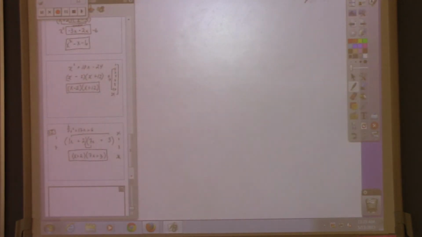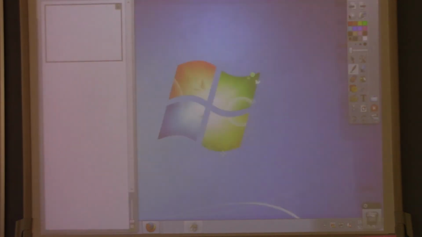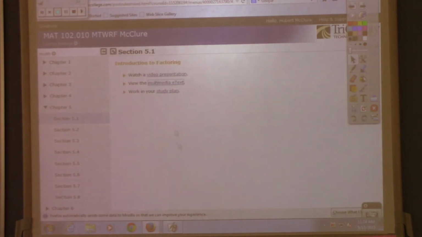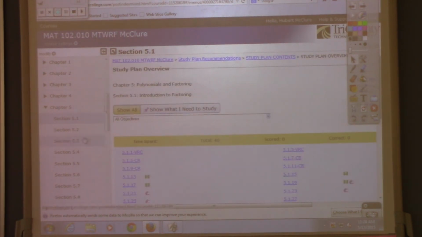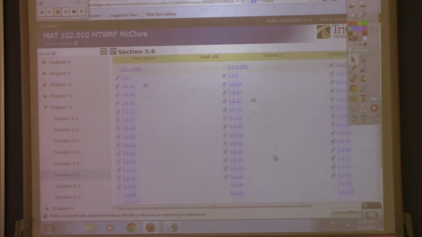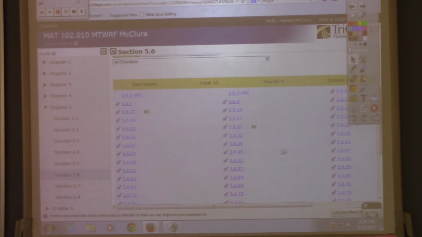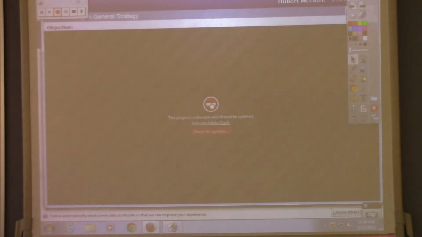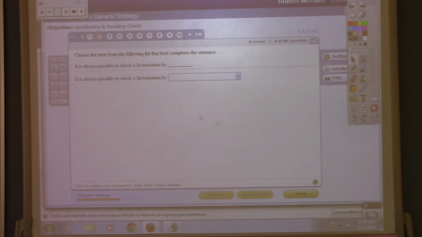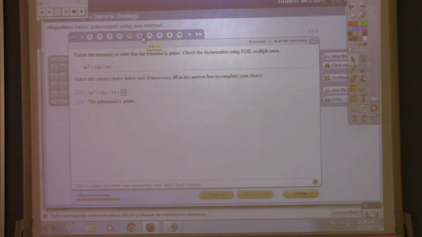Let's take our handy-dandy whiteboard. Let's don't do that. I don't know what I'm doing. I think I need to quit. What section of homework was that? 5.6. What number? What's number 2? The second problem? Yeah. Okay. So that's that one. Nope. Oh, I know why. You did homework. This is study plan. It's different. I'll find it. It's probably that one right there.